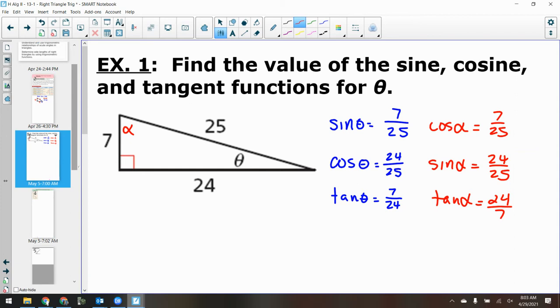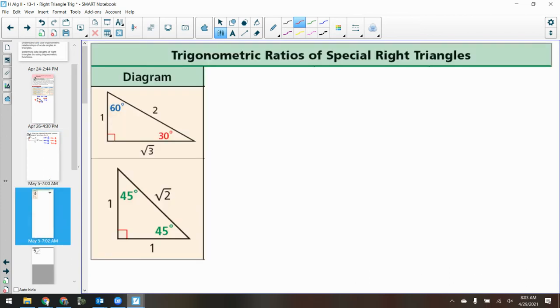All right. Let's talk about the special right triangles. Now, I'm giving you space to write it down below. It's important to know what the special right triangles are. They give it to you like this. I'm going to show you it in a different way.